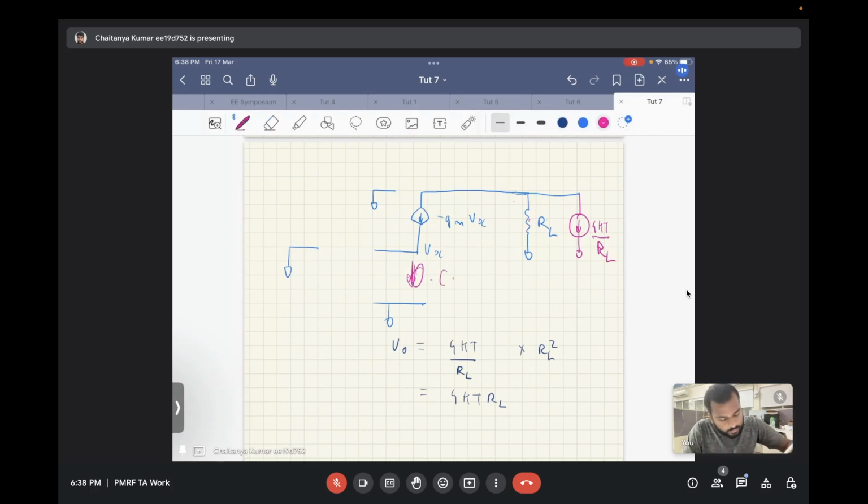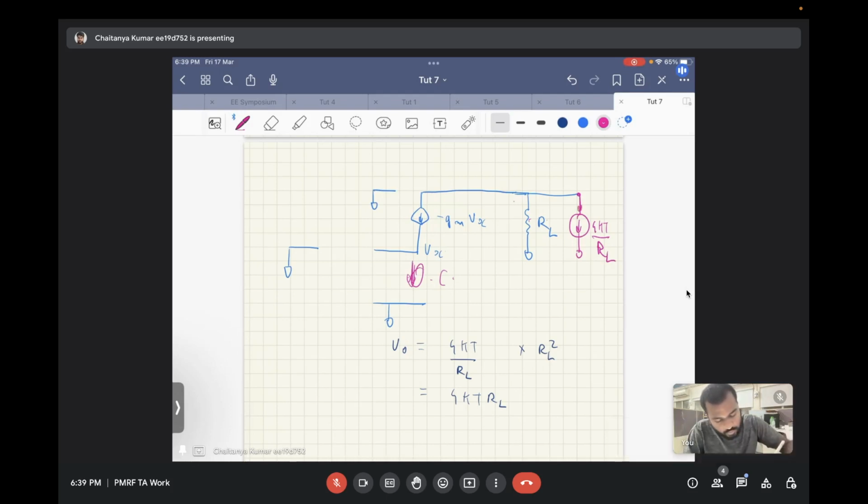So this you understand, right? The noise source of a resistor can be considered either as a voltage source in series with that resistor, or a current source in parallel to that resistor. This you understand, right? Okay, so this part I hope you understand.